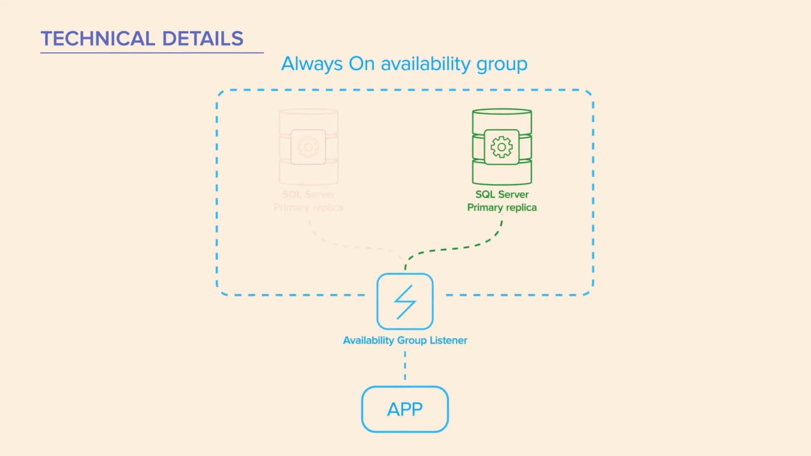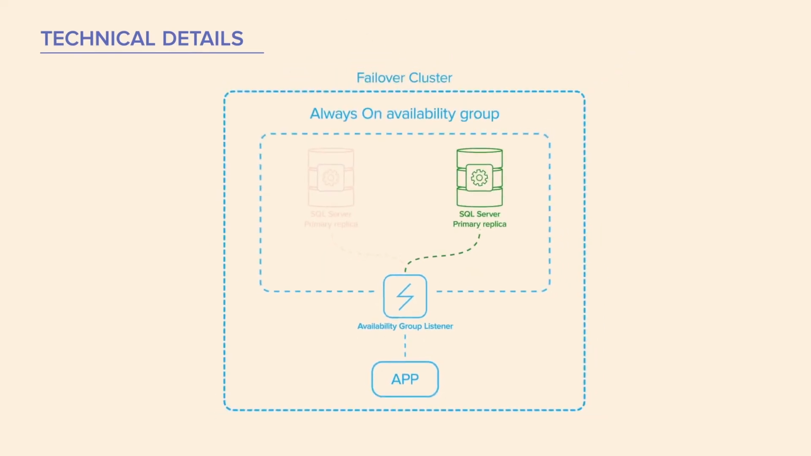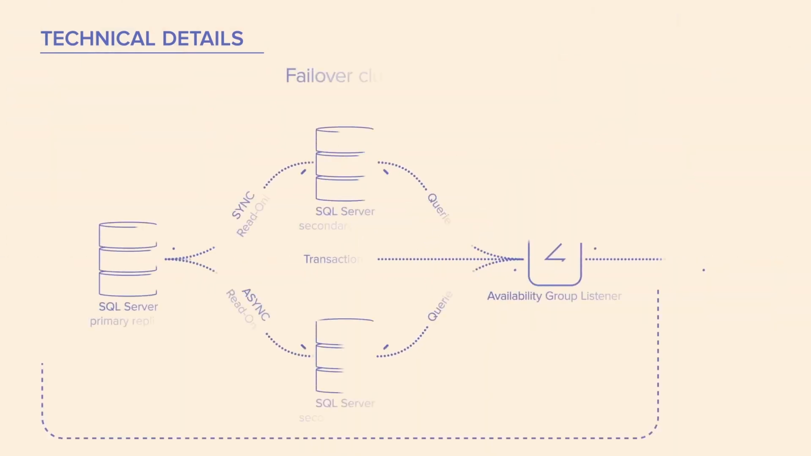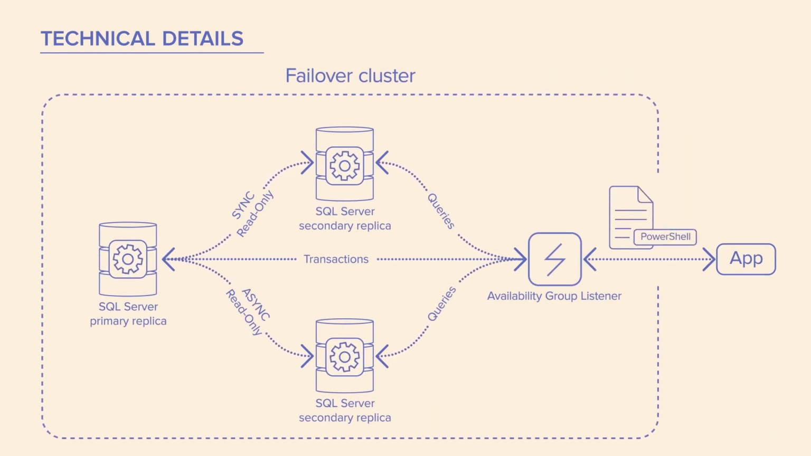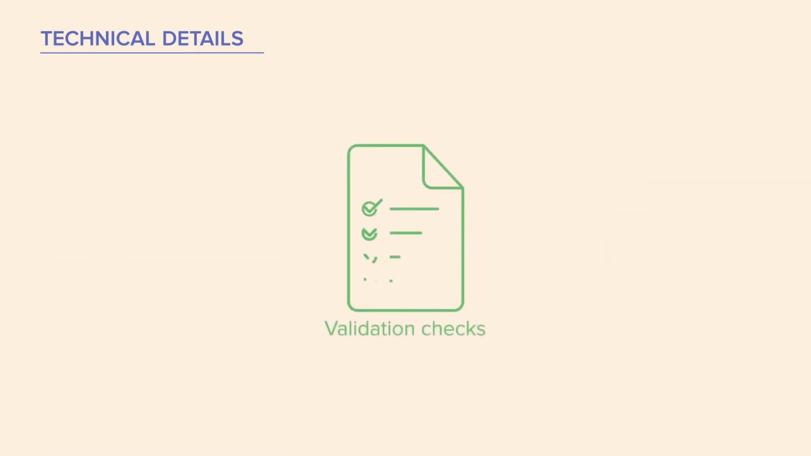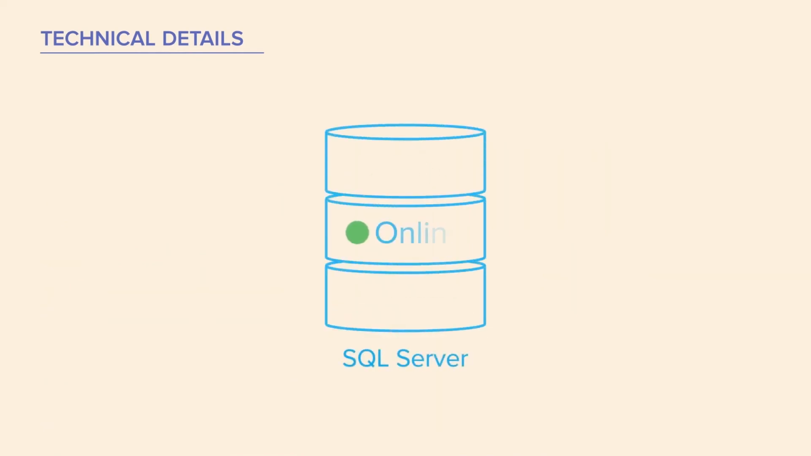To enable Always On availability groups, first we had to create and configure a failover cluster. Then we created the availability group with database replicas, configured their properties and initial data synchronization preferences. We also provided a PowerShell script that configures the availability group listener. Once we ensured that all availability group settings passed the validation checks, the customer system was ready to go live.